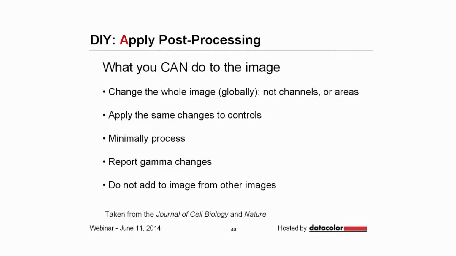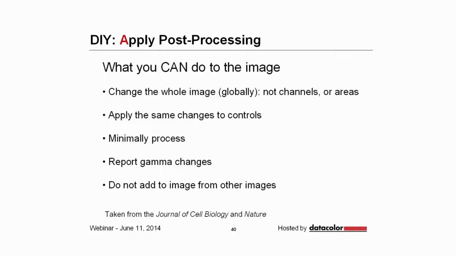What you can do to the image is change the whole image globally and not go in and tweak the channels or go into specific areas. And when I talk about channels, it is perfectly appropriate, from the red to the green to the blue channel, to adjust them to fill the dynamic range, which is called normalizing. That's an appropriate and community accepted standard. But it certainly isn't appropriate to go into any of those channels and make them look brighter than the other two arbitrarily. You would want to apply the same changes that you did to the whole image to the controls.